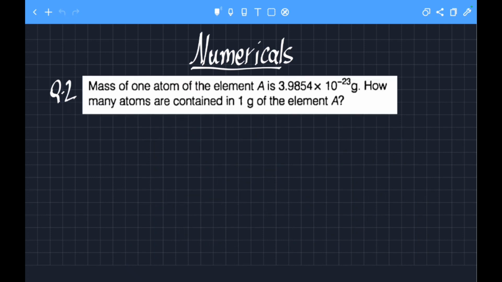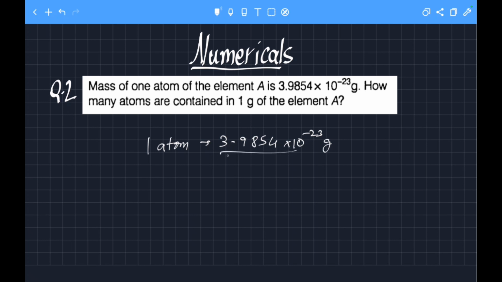Next question is an even simpler one. Mass of one atom of the element A is 3.9854 into 10 raised to minus 23 grams. Correct? How many atoms are contained in 1 gram of element A? This is a very simple unitary method question. So let's say one atom is 3.9854 into 10 raised to minus 23 grams. Correct? Now you have to get the value of 1 gram.